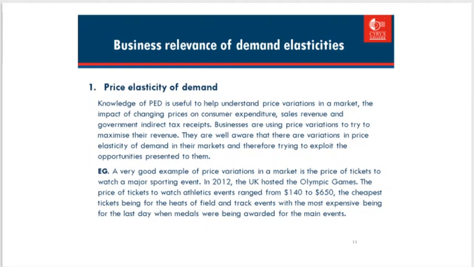A very good example of price variations in a market is the price of tickets to watch a major sporting event. In 2012, the UK hosted the Olympic Games. The price of tickets to watch athletics events ranged from $140 to $650. The cheapest tickets were for the heats of field and track events, with the most expensive being for the last day when medals were being awarded for the main events.